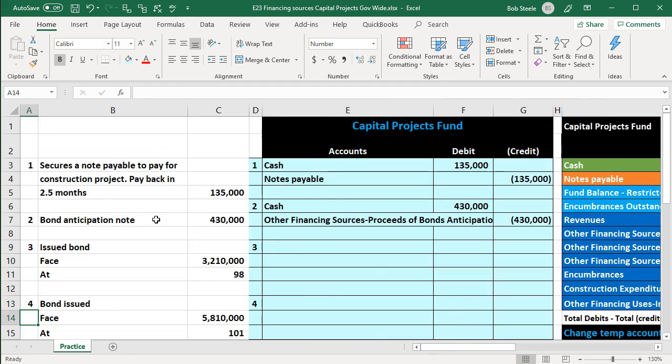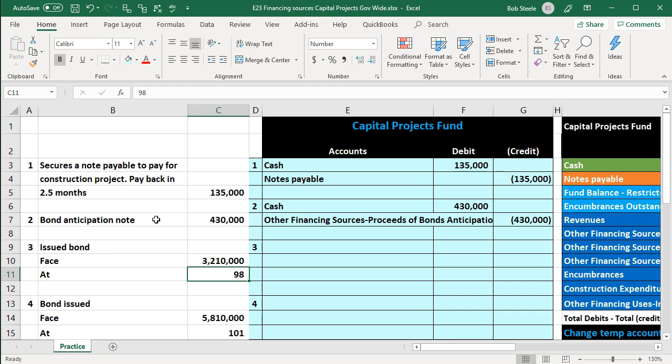Next activity we have is number 3, where we issue the bond. So now we're going to issue the bond. Again, another form of financing. Let's first do this on government-wide activities, which will be on an accrual basis, which will be familiar to us, hopefully more familiar to us. Notice we issued it at 0.98. So we issued it at less than, we're going to get less money than the face amount, 98% of the face amount of the bond.